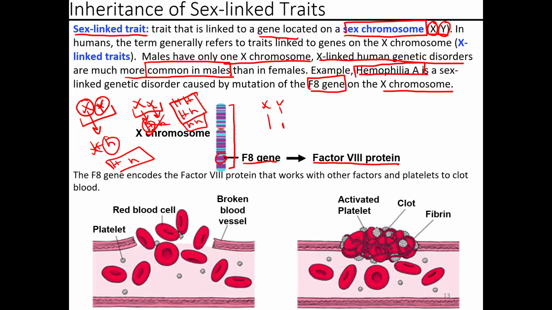You can see down here that if we were to have some sort of damage on our blood vessel, you can see the activated platelets. We're going to form a clot utilizing our fibrins in order to stop that damaged area from losing more blood.